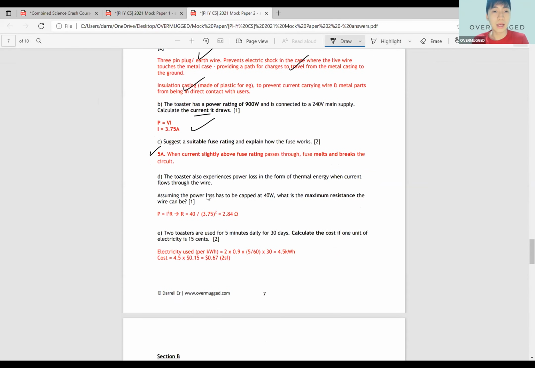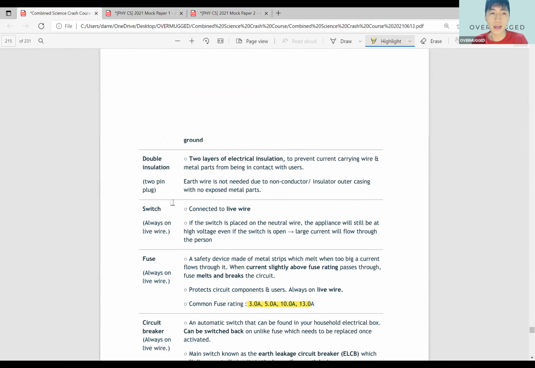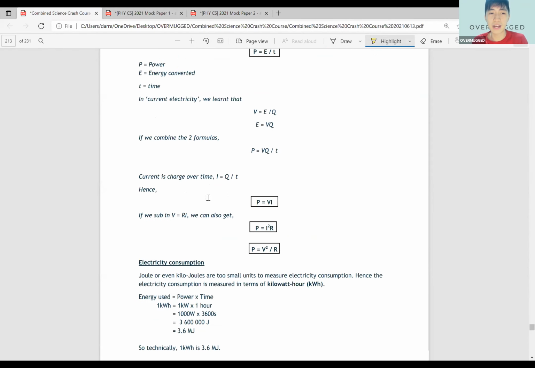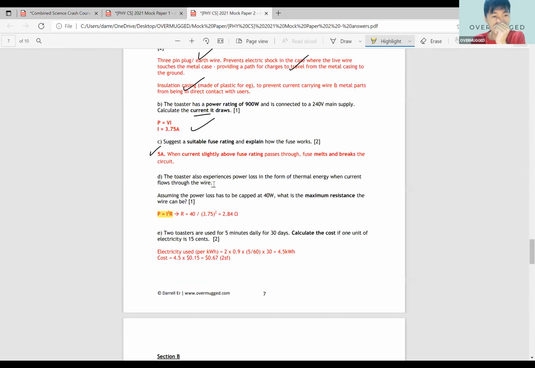Okay. D, how do we calculate the maximum resistance if I want to cap my power loss to 40? For this one, you just need to use power equals I squared R. If you're wondering what this is, it's the same thing as P equals VI, but I just substitute V equals IR into it. It's like math, right? Substitution. So V becomes R times I, times I, so I squared R. That is how I do my calculation to deduce that the maximum resistance I can have is 2.84.